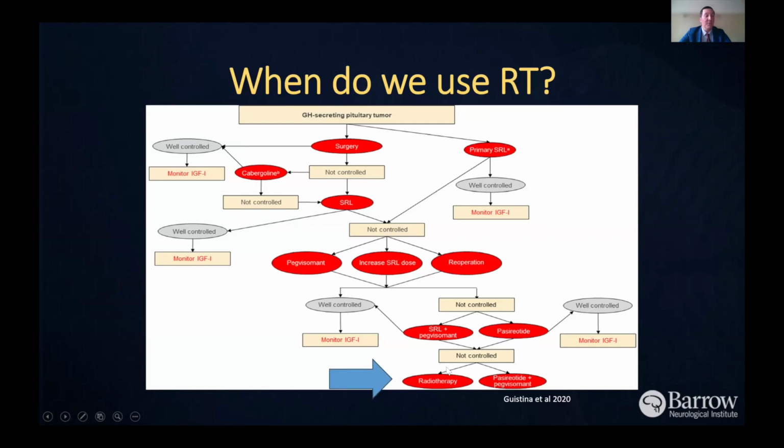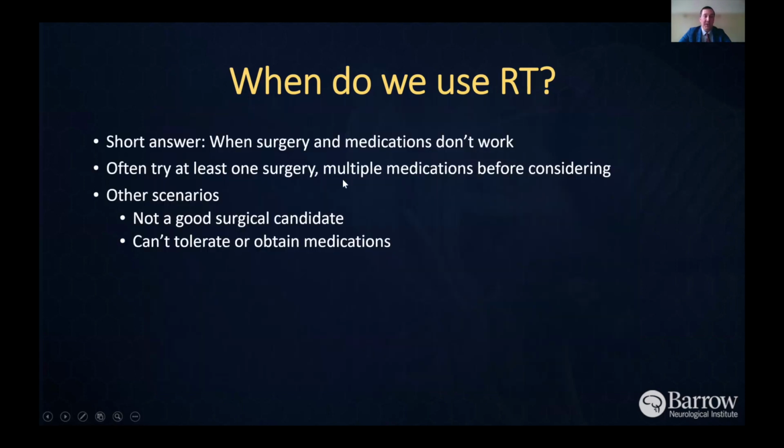It's not a critique. It's just knowing that often multiple surgeries and multiple medications, including cabergoline, somatostatin receptor ligands, octreotide or lanreotide, pasireotide, or pegvisomant, are all considered well before radiotherapy in managing acromegaly. And so this is the short answer: when surgery or medications don't completely work, that's when we think about radiation.